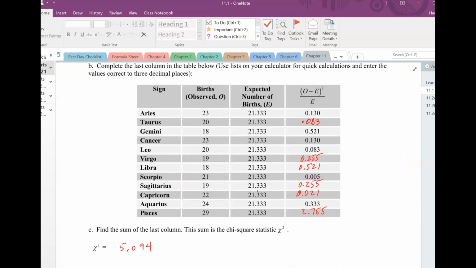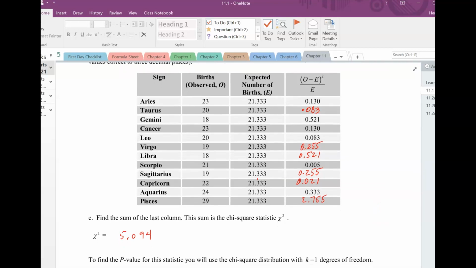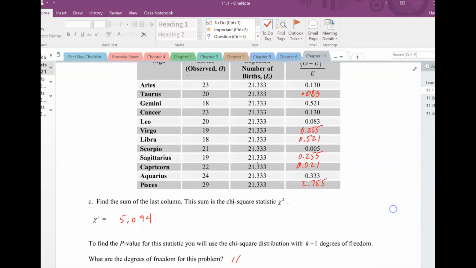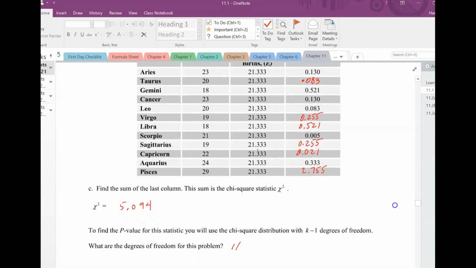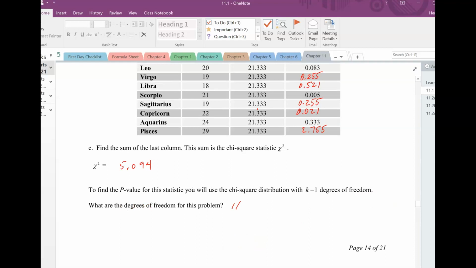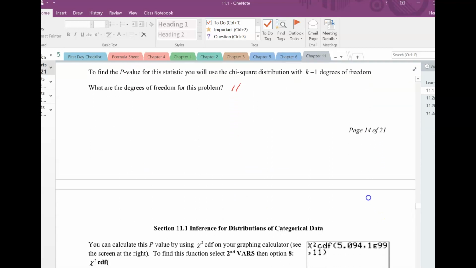Okay, so you should have determined those values that you see in the table. The final piece of calculating the chi-square test statistic is to sum them all up. So the test statistic for this distribution is 5.094. To find the p-value, remember we need to know the degrees of freedom, so the degrees of freedom are 11. So let's go to your calculator to determine that p-value.